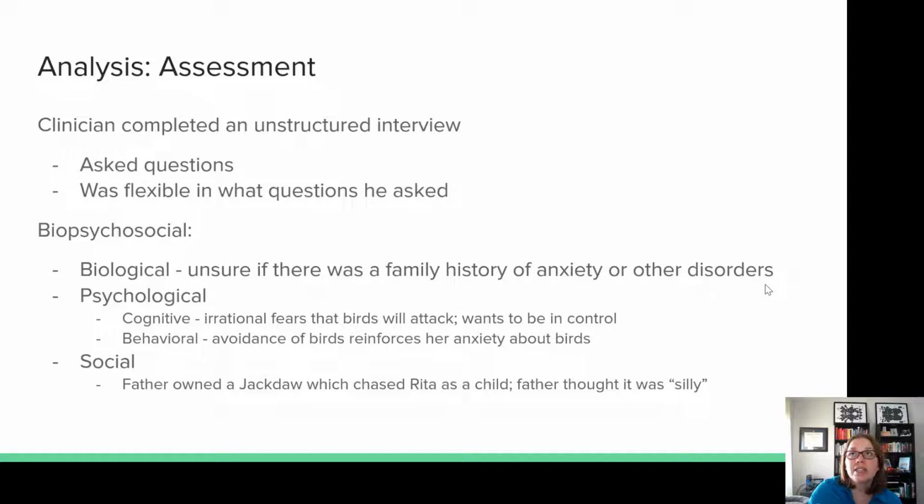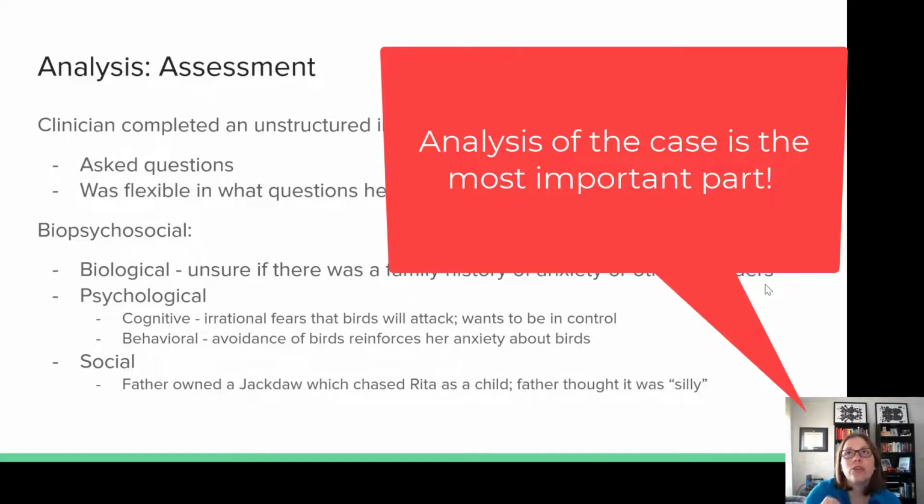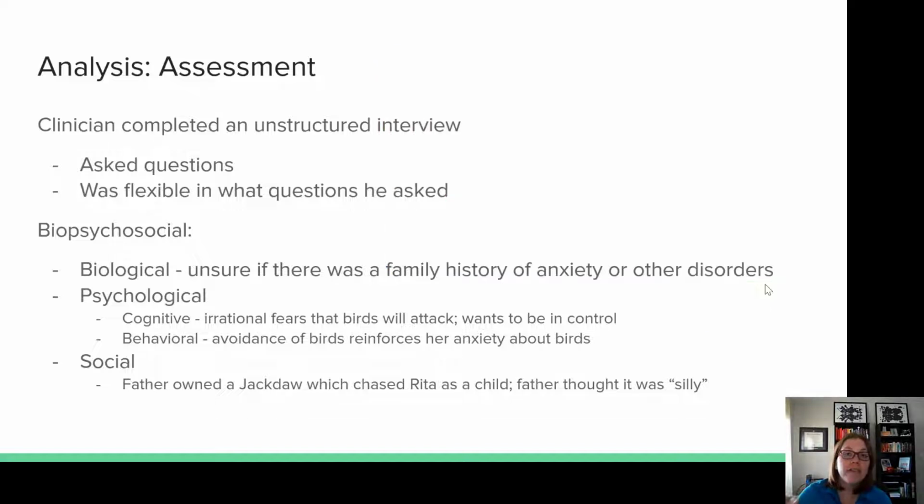So one of the big things that I want you to do is an analysis. You can analyze this case in multiple ways. I'm going to show you a couple of ways that you can do this. You don't have to hit every point. That's really important to know. So for example, you might not have a clinician actually doing anything, right? This one with Rita actually does have a therapist who is doing something, so I can figure out what the assessment is.